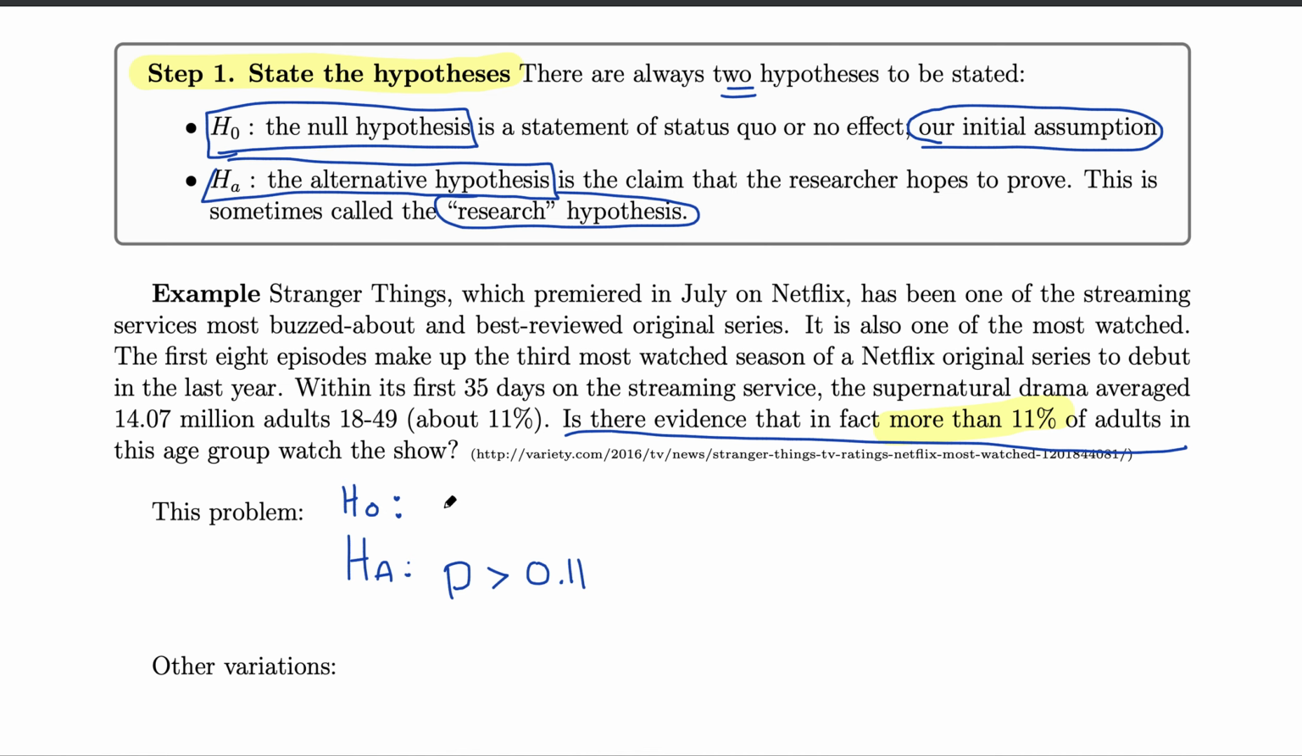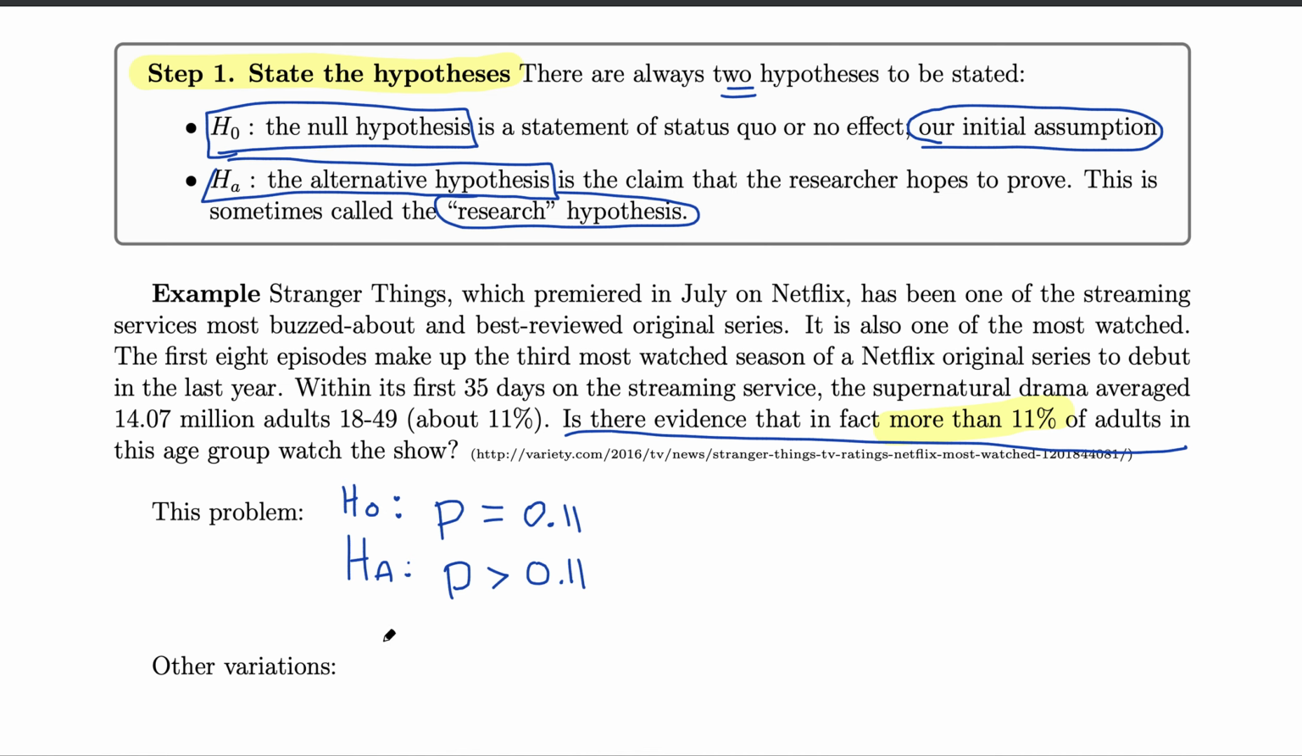H0, my initial assumption, is always going to have this statement of equal to in it. I need something to start off assuming. So we're talking about proportions. I'm going to use P in both of these. My question is, is it more than 11%? I'm going to start off assuming that it is in fact just 11%. The proportion is 11, and then I'm going to try and prove that it's in fact more than 11%. So that goes with our research question up here.